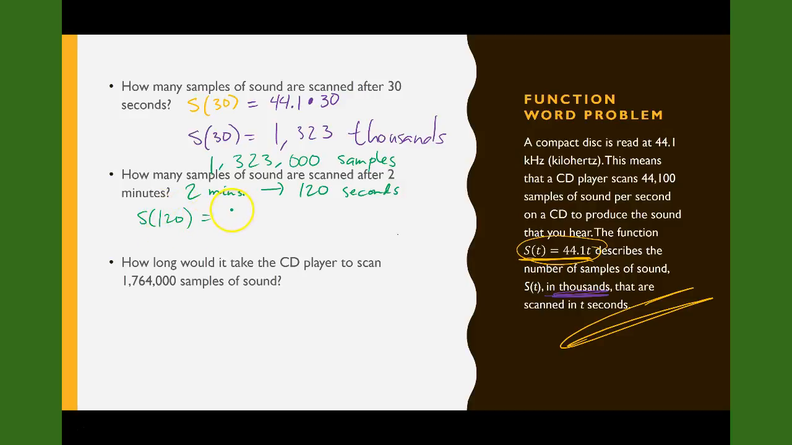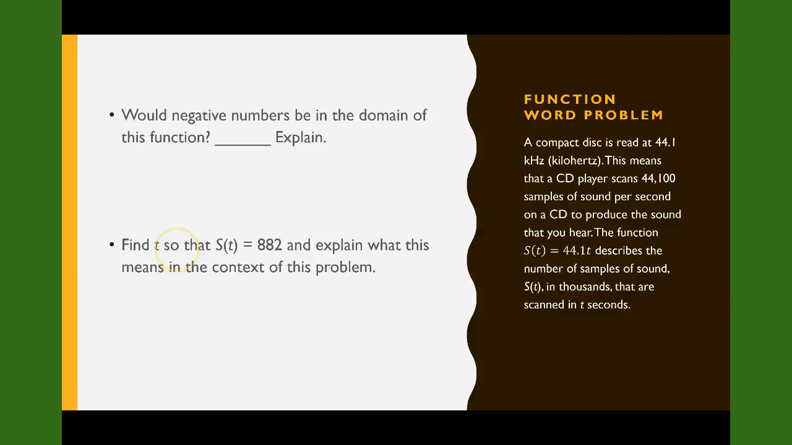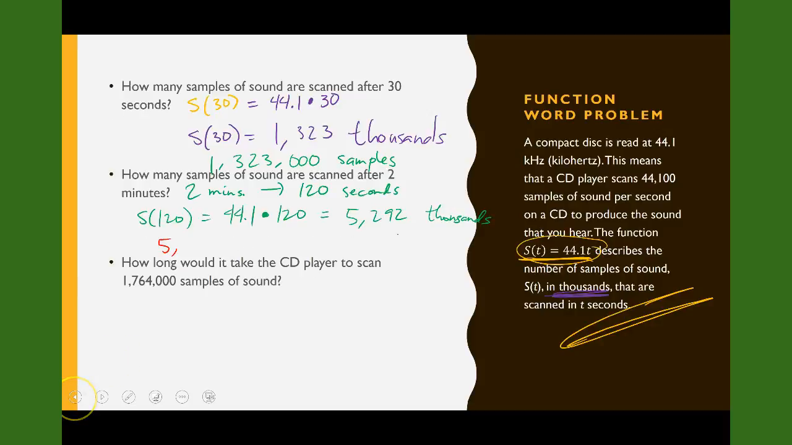Similarly, we do 44.1 times 120, like what we did earlier, which is equal to 5,292. Now remember, this is in thousands. So this means in 2 minutes, a CD can scan 5,292,000 samples of sound.